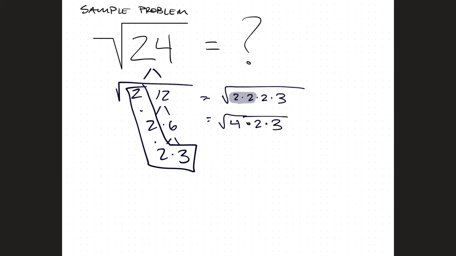4 is a perfect square, which means I can take the square root of 4 and it comes out to the front and it becomes a 2. And I have 2 times the square root of 2 times 3 that's left over. So I have 2 times the square root of 6. Final answer.